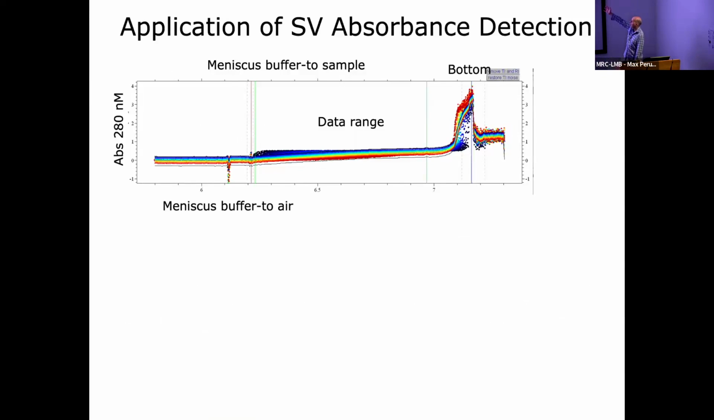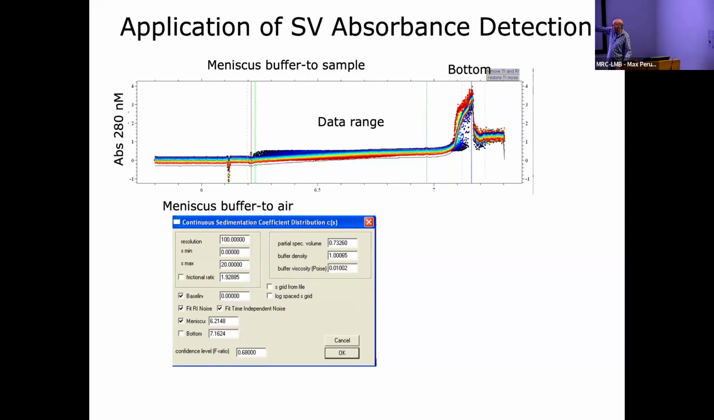So here's what your data will actually look like. On the left, we've got the meniscus, and on the right here, we've got the bottom, and then here's the data range. The color coding here, from start to finish, is blue all the way to red.